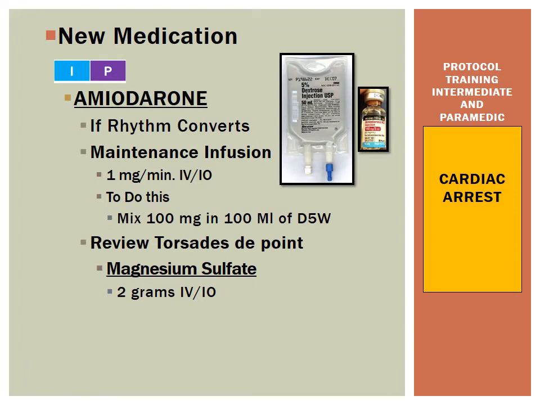Okay, so for our intermediate and paramedic providers, if amiodarone converts your patient's lethal rhythm, we need to hang a maintenance infusion. The dose of our amiodarone maintenance infusion is 1 milligram a minute. To do this, we will mix 100 milligrams of amiodarone in 100 milliliters of D5W. Remember, the amiodarone is coming in a concentration of 150 milligrams in 3 mLs, so 2 mLs will be 100 milligrams. And of course, remember, for reversing torsades de pointes, mag sulfate is our drug of choice, and that is at 2 grams IV-IO.